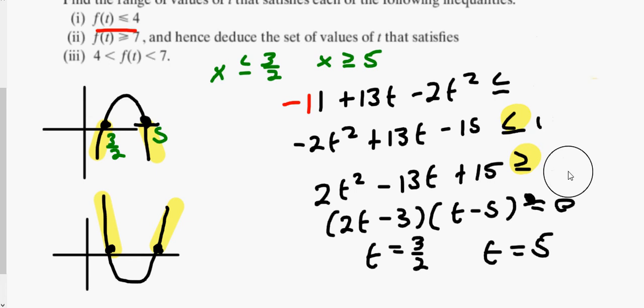Is it just part 3 you want me to do? Realistically, part 2 is the same, isn't it? What? Alright, well, yeah, I'll go through it then.